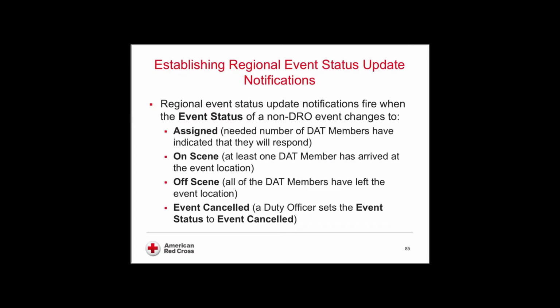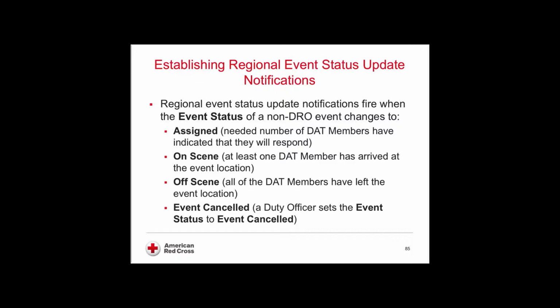The regional event status update notifications are going to give more frequent updates about an event that is occurring. In this case, the notifications fire whenever the event status of the non-DRO event changes. So when the event status changes to assigned, which means that the needed number of DAT members have indicated that they will respond, they'll get one when the event goes to on scene, which happens when at least one DAT member has arrived at the event location.